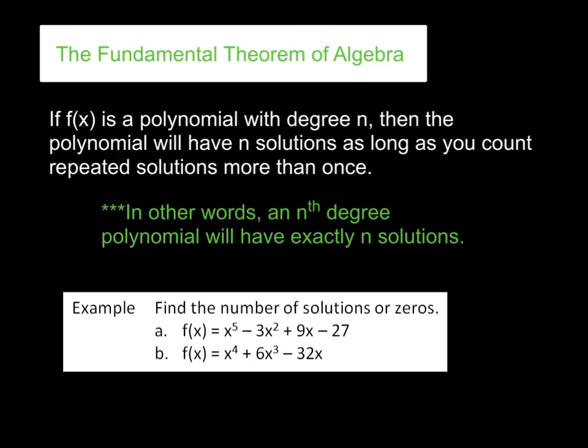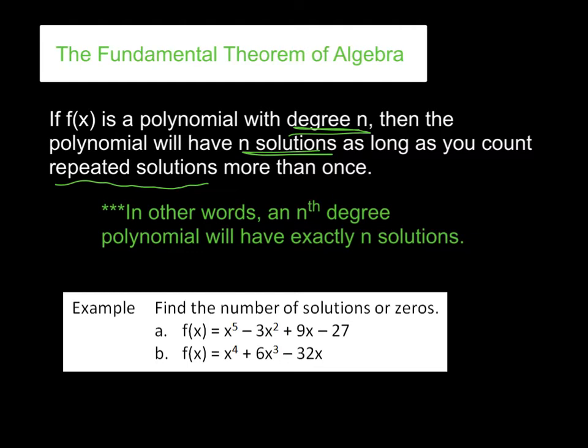So, like I mentioned on the previous page, the fundamental theorem of algebra says if f of x, which is a function, right, is a polynomial with degree n, then the polynomial will have n solutions as long as you count the repeated solutions more than once. So if it repeats, you count it as many times as you've got it, and then that degree will always match the number of solutions you have. So in other words, an nth degree polynomial will have exactly n solutions.